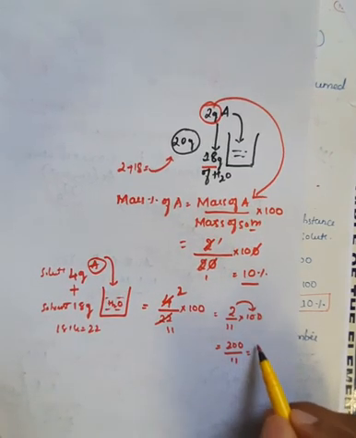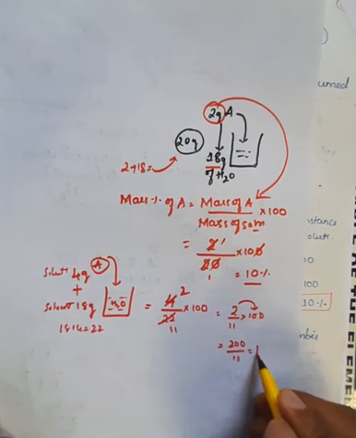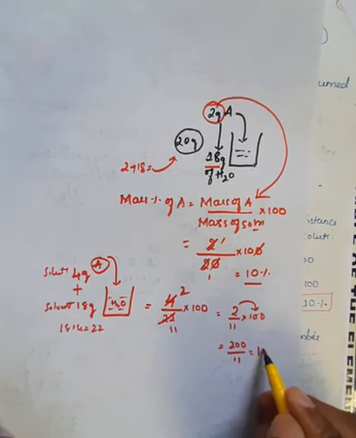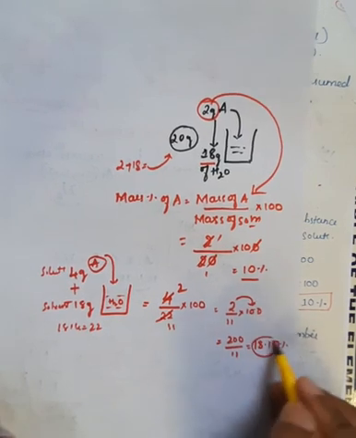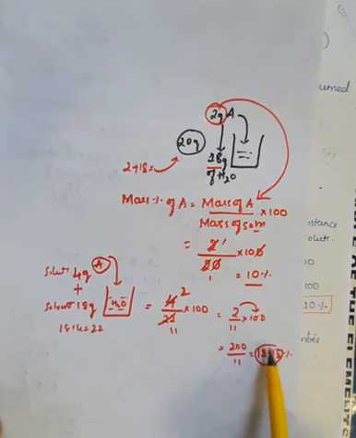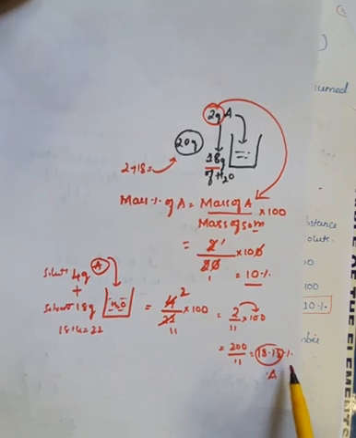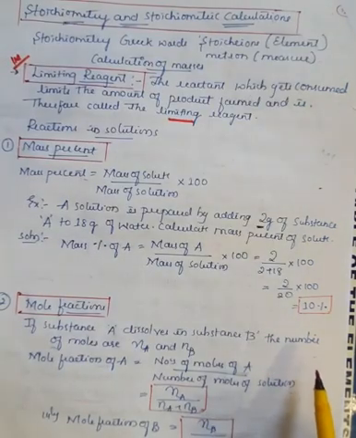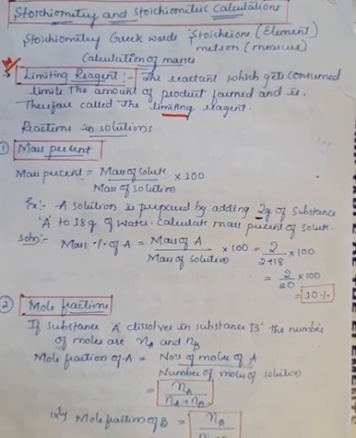Whenever you make 200 divided by 11, the value is almost equal to 18.18%, right? So the value of A is in percentage, the mass percentage of A is generally given as 18.18%. So like this we can calculate the mass percentage of any given molecule. And the next important formula is mole fraction.